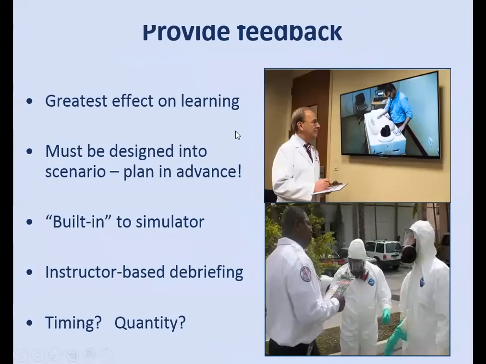And finally, probably the greatest effect on learning is from the use of feedback in our simulation training. This, I think, will come as no surprise. It's been shown in many domains outside of simulation as well. But the one thing that we sometimes see is that a lot of time and planning is put into developing the scenarios and actually running them. And then the feedback provision kind of comes as a quick add-on at the end.